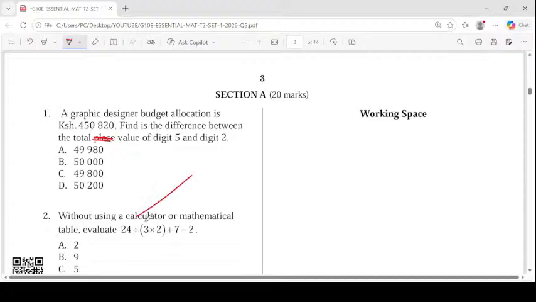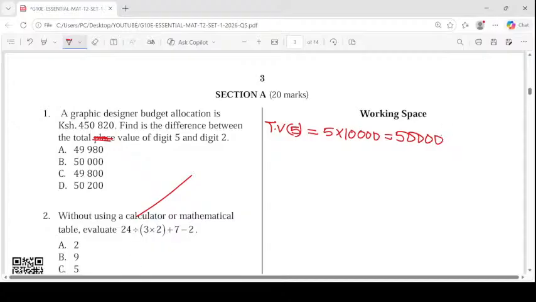So we start by first getting the total value of digit 5. The total value of digit 5 will be given by the digit 5 multiplied by the place value of digit 5, that is ones, tens, hundreds, thousands, tens of thousands. So we are going to multiply this by 10,000. This gives you a total value of 50,000.